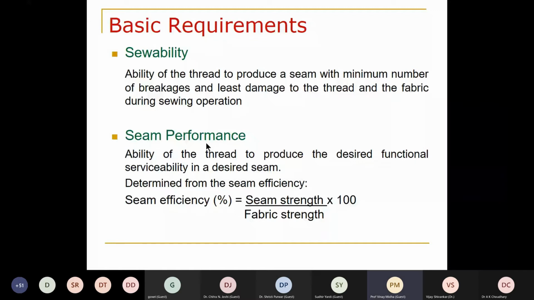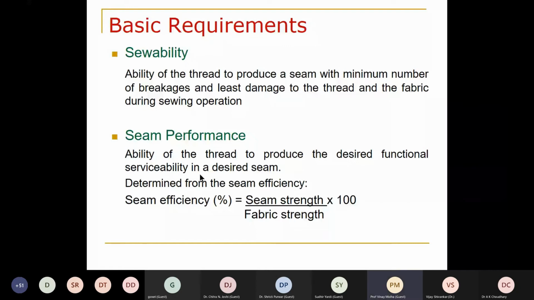If the thread is getting damaged and at the same time melting of the thread is taking place, it will result in breakage of the thread and the sewability of that particular thread will be reduced. Then the second important thing is the seam performance, the ability of the thread to produce the desired functional serviceability in the desired seam. Once the stitch formation has taken place and the seam has been produced, it should give the desired functionality. It should last for a certain period of time. The plies of the garment or fabric are to be joined together or some attachment is being given, so that has to be serviceable for a certain period of time.